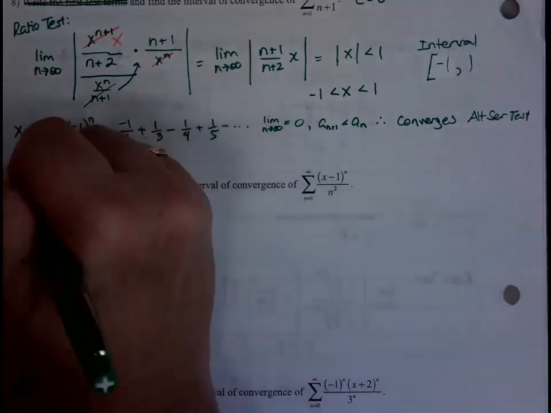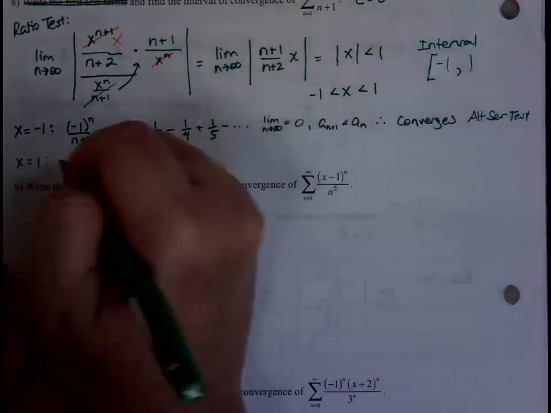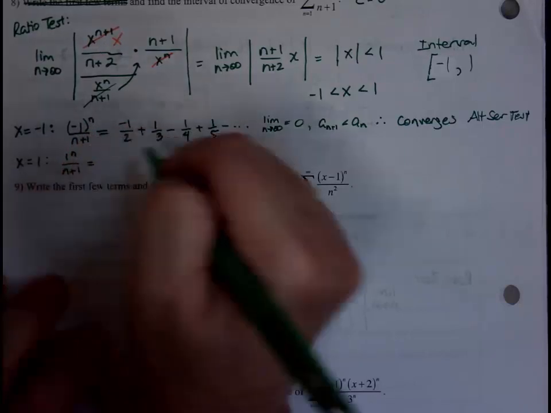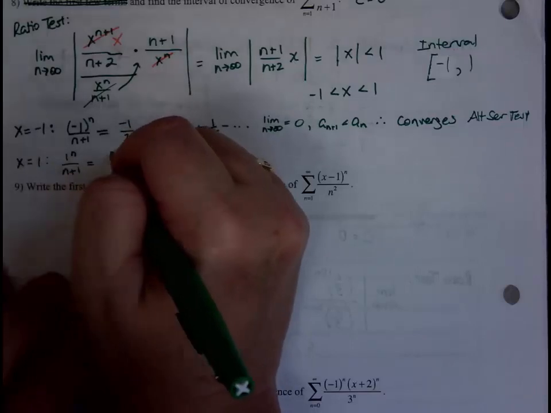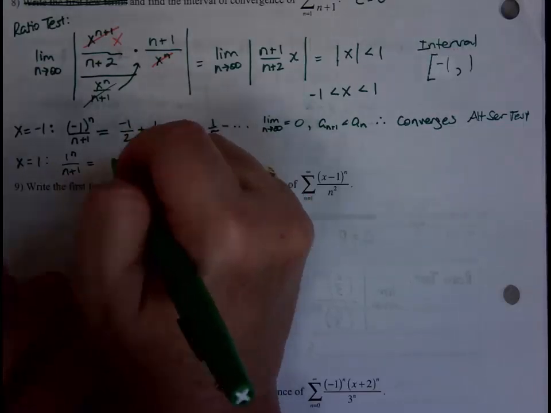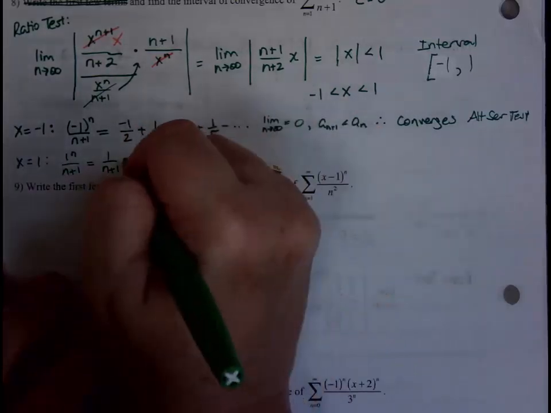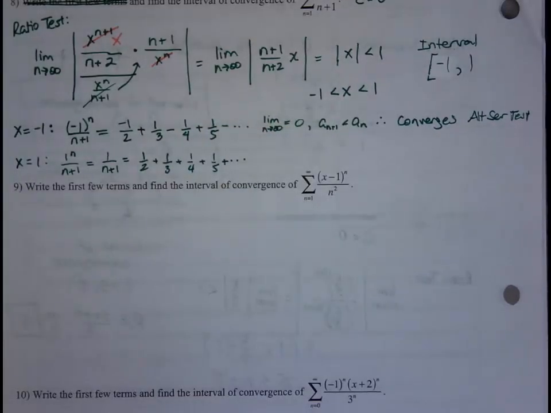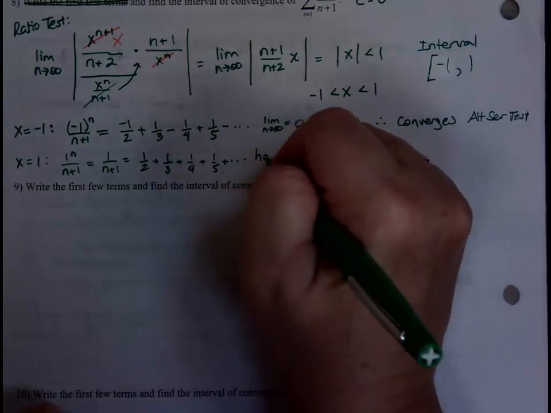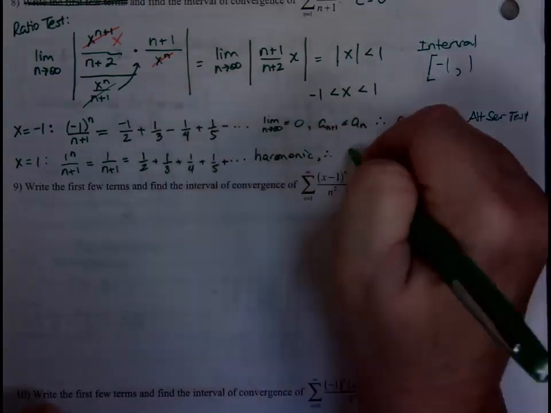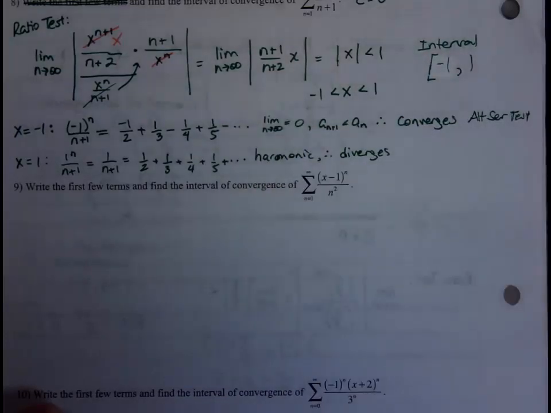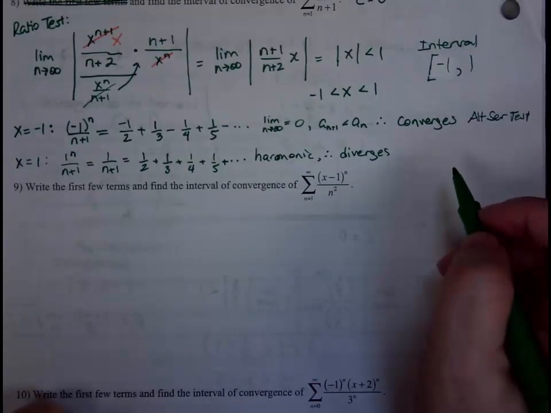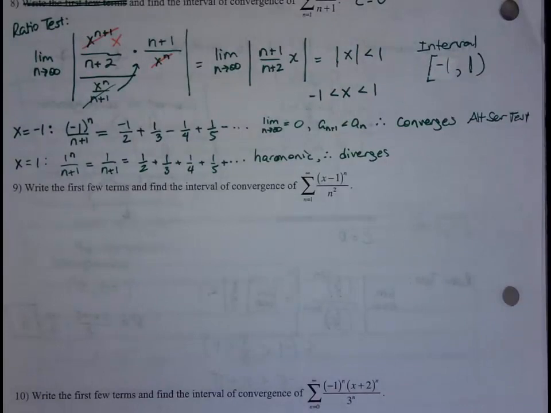Okay. Now, what about x equals +1? That's going to be 1^n over n plus 1. 1 to any power is always 1. So this is just 1 over n plus 1, which is 1/2 plus 1/3 plus 1/4 plus 1/5. They're all positive. What series is that? That is harmonic. Therefore, it diverges. And that's all you would really have to write. So, does 1 get a bracket or a parentheses? Parentheses. Done. You see how we just added one more step? Actually, 2 more steps: one for the left endpoint, one for the right endpoint.